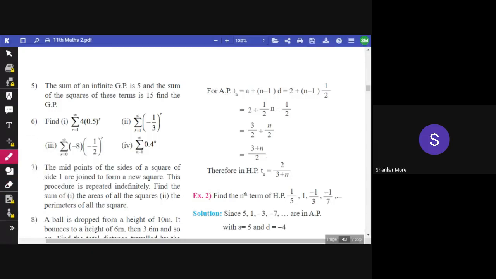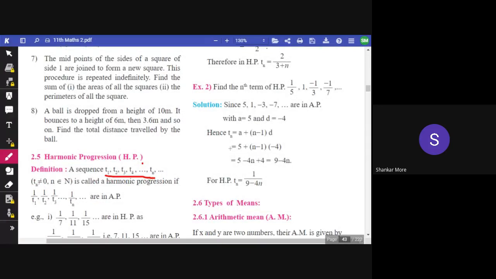So here the first term is 5, correct? A is 5 and D is 2, is it? Or minus 2 or minus 4? I think it is minus 4, correct? D is minus 4. So we know the formula for the nth term of an AP: Tn is equal to A plus, in brackets, n minus 1 multiplied by D. Okay, so put the values of A, n, and D. The value of A is 5, the value of n is not given. They have asked us to find the nth term, so we put n in place of n, and the value of D is minus 4.